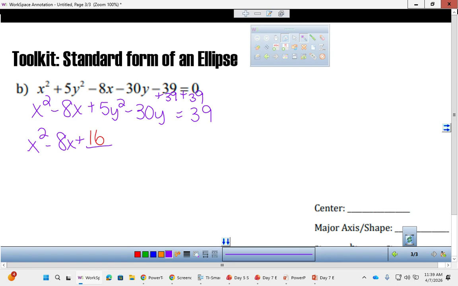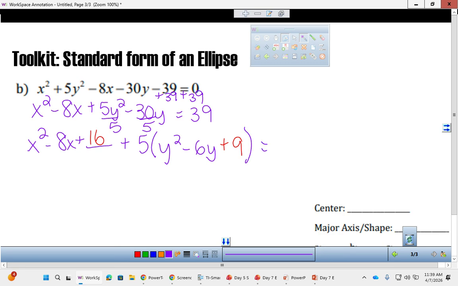Now for the y term though, we're going to have to divide out a 5 from the 2 y terms because I only want it to be y squared, not 5y squared. So I'm dividing out a 5 from each of them, which is going to give me a minus 6y. Which means my perfect square is another 9.